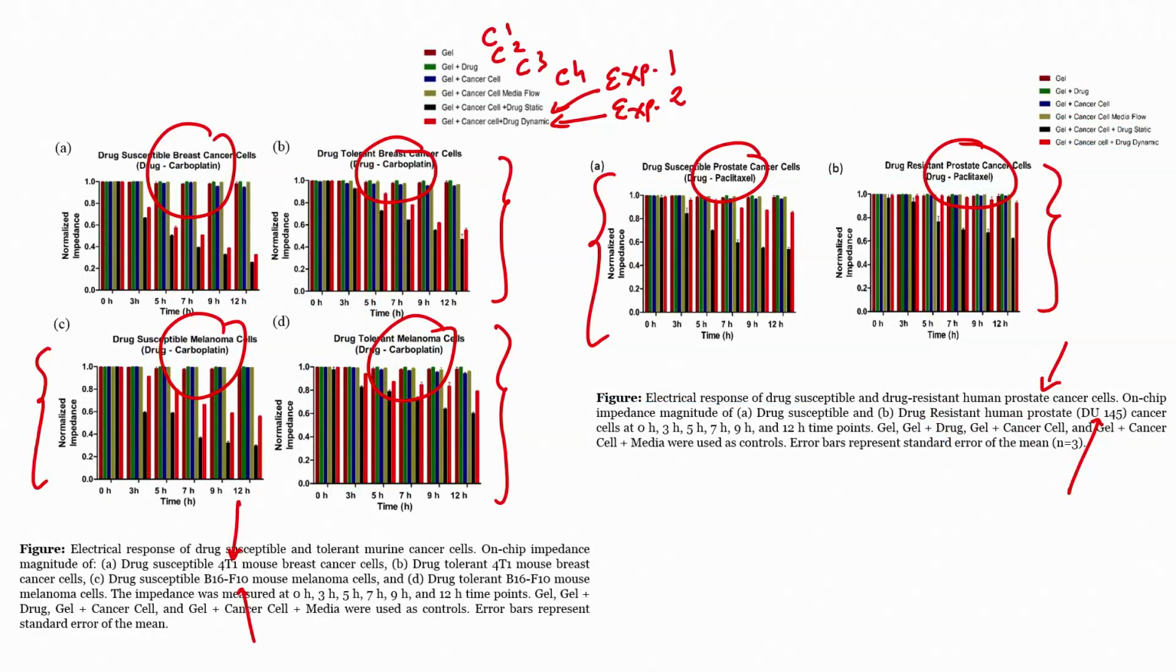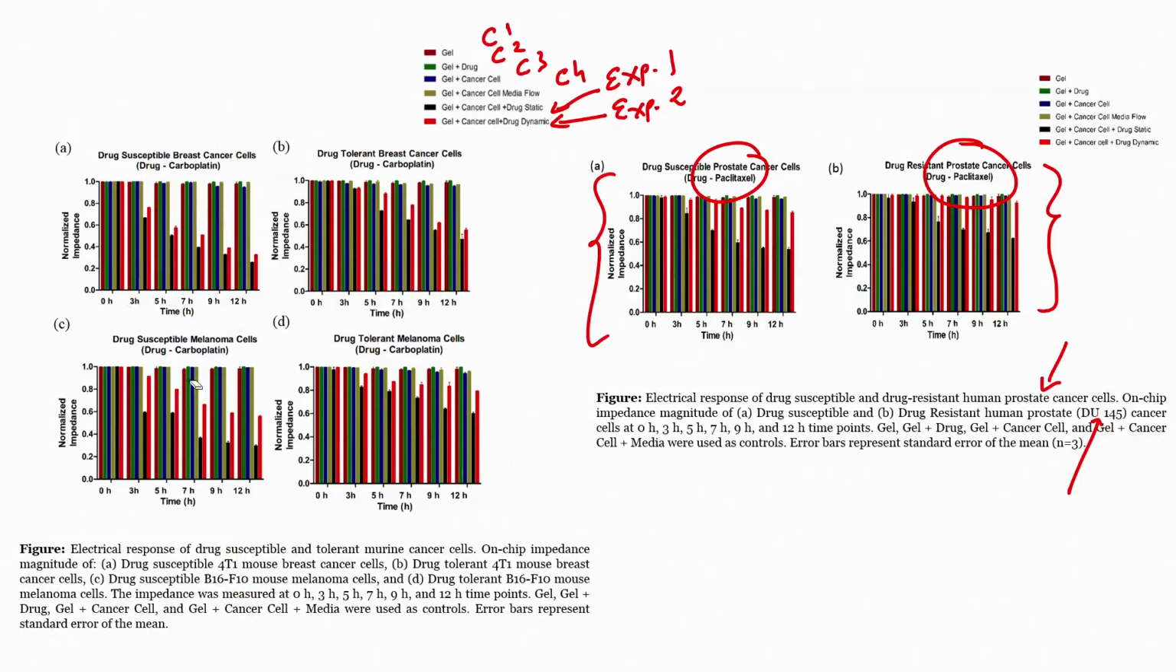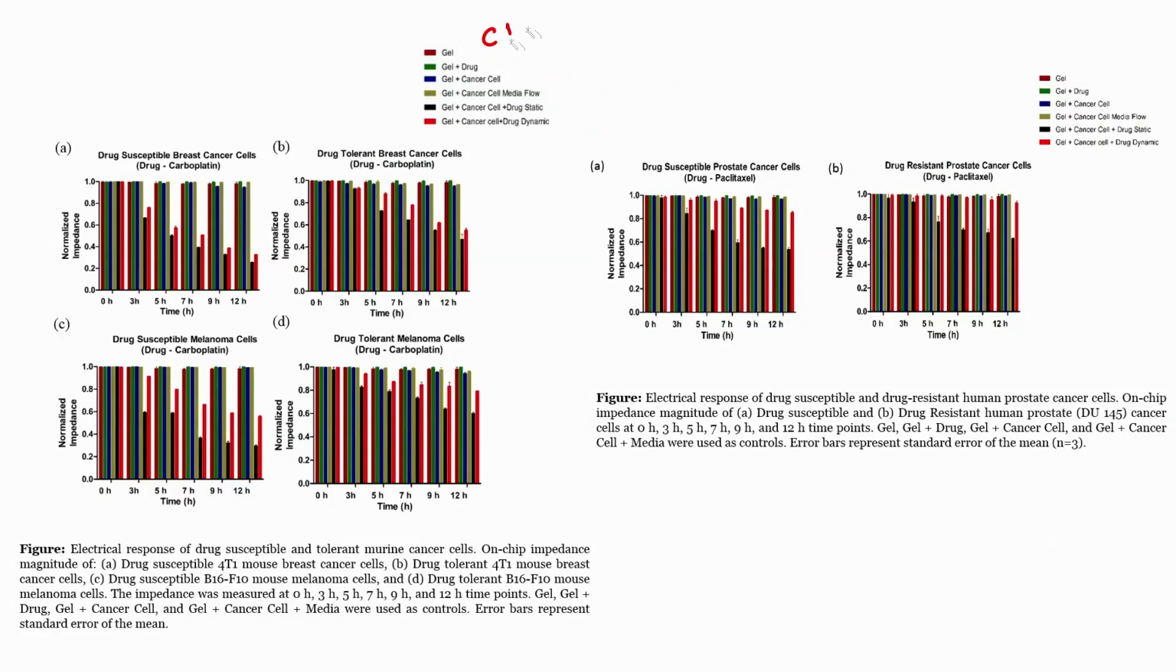Then we have seen that for given controls and given experiments, how the normalized impedance changes with respect to time. And here we can clearly see that the results obtained from the static platform are different from the results obtained from the dynamic platform. Also we have seen that we can measure not only the breast cancer susceptible cells, but also breast cancer tolerant cells, and the same thing for melanoma susceptible and melanoma tolerant cells.